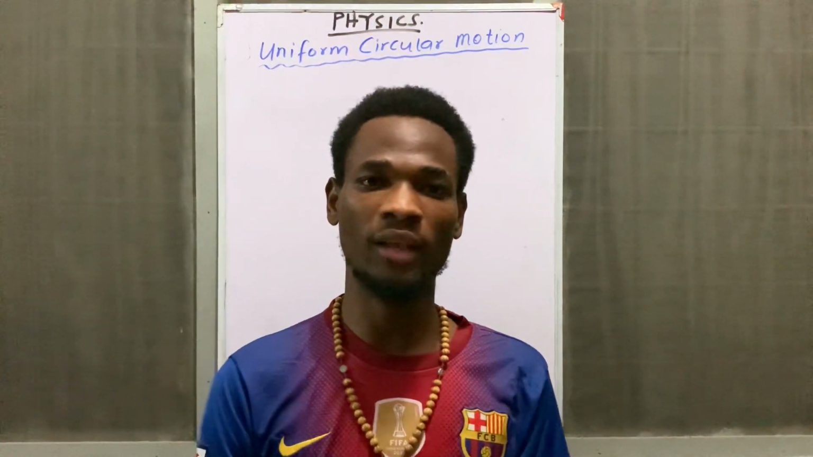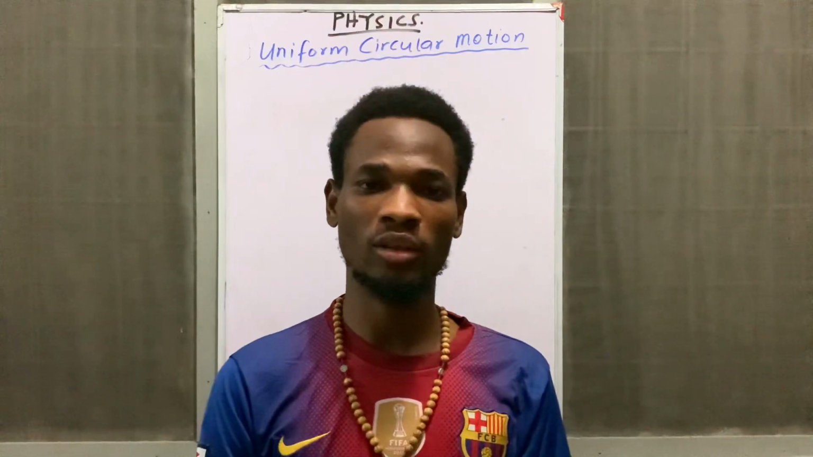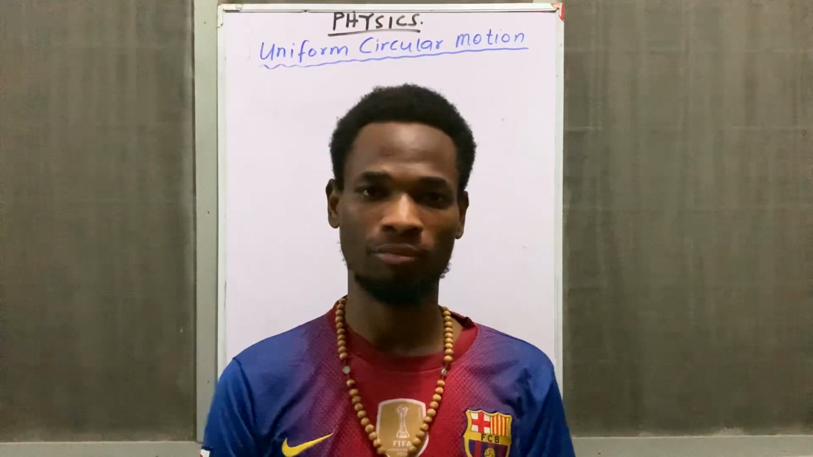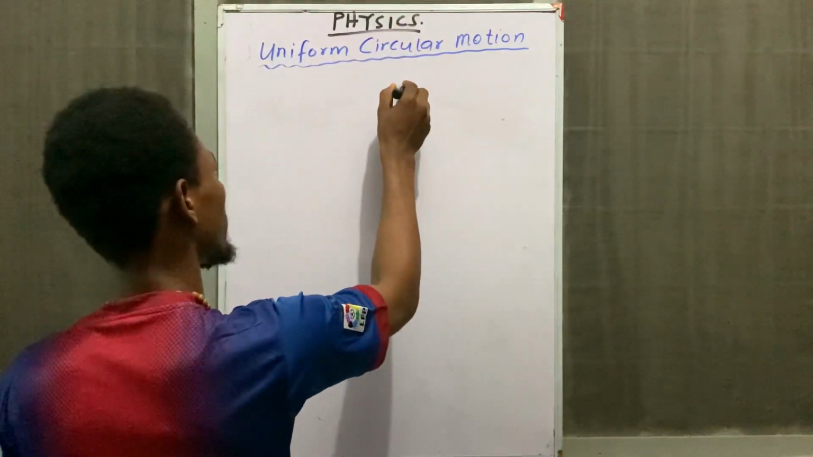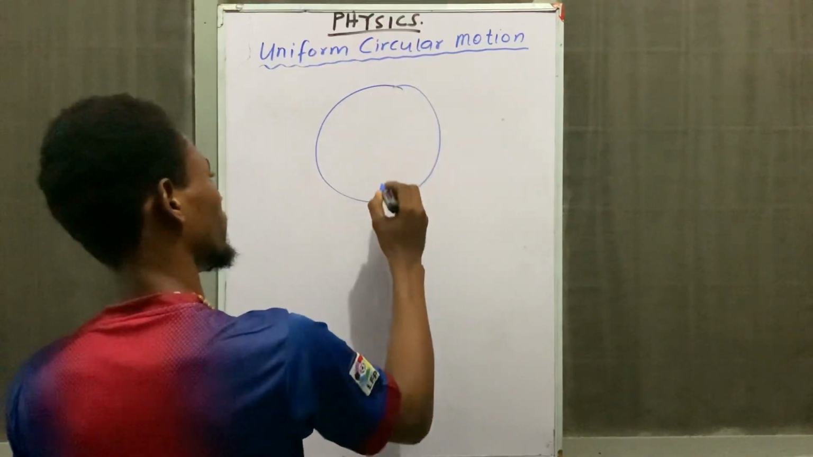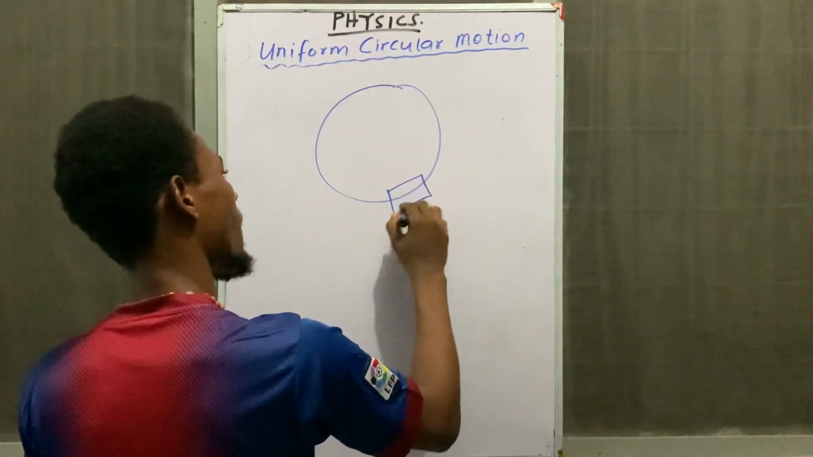Today we are going to consider uniform circular motion. Now let's consider a body performing circular motion this way. We have the body this way.